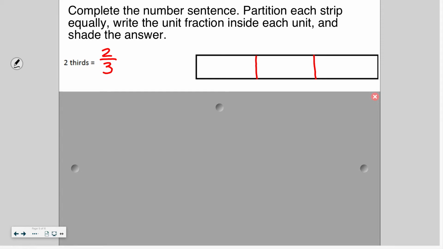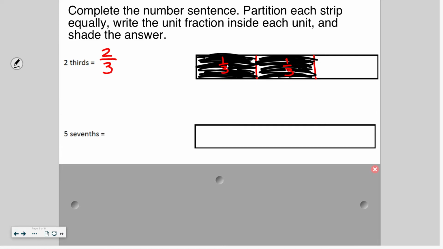Then it says write the unit fraction inside each unit and shade the answer. So I'm going to actually shade it first, because once I shade, it's going to cover what I write. So let me go ahead and shade in a different color. I have 2/3, so right now I'm shading in 1/3 and 2/3. So I'm going to stop here. I have 2/3, 2 out of 3, and now I'm going to write in each unit. So this would be 1/3, and this is another 1/3. So these are both unit fractions that together make 2/3.